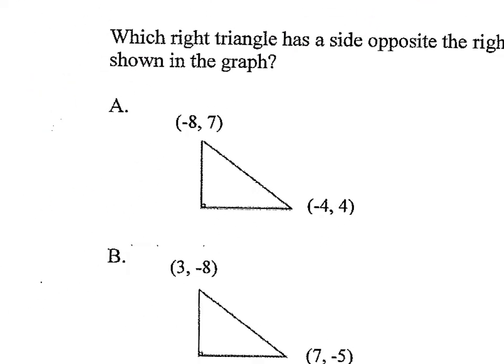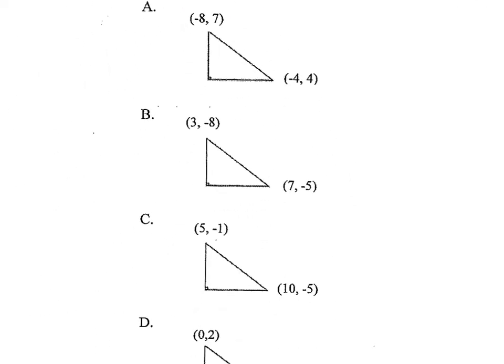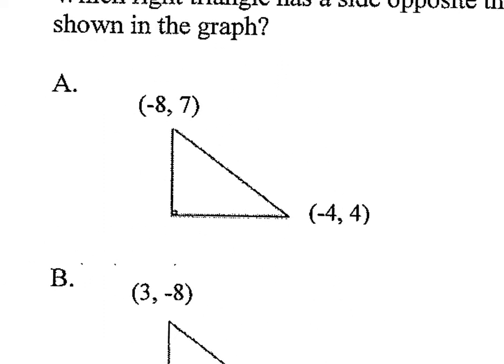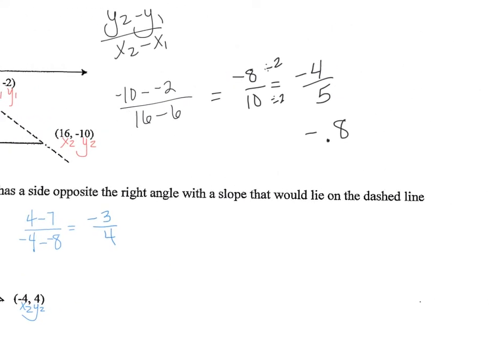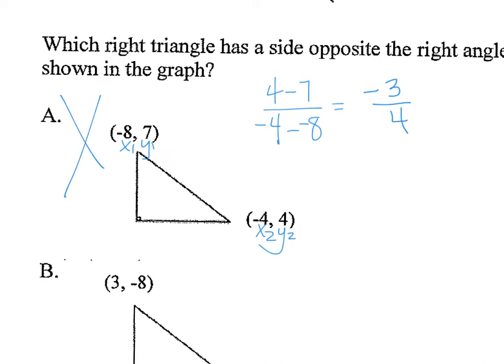And then you're going to have to go through, this is going to be the tedious part, is you're going to have to label all of these and use that same formula for each of these answer choices until you find one that matches. So I've got x and y. These can be my 1's, these will be my 2's. So y2 minus y1 over x2 minus x1. So 4 minus 7 is -3. -4 minus -8 is 4. So -3/4 is not the same as -4/5, so that one is out.